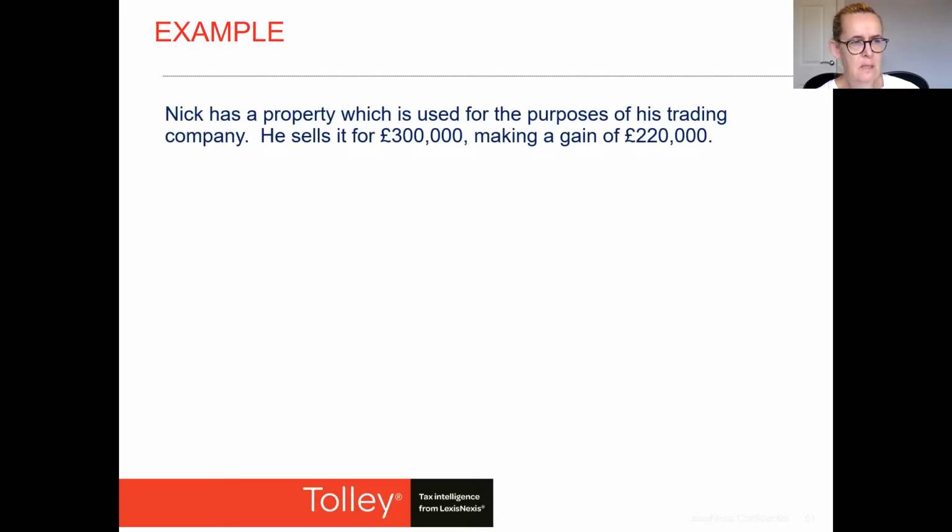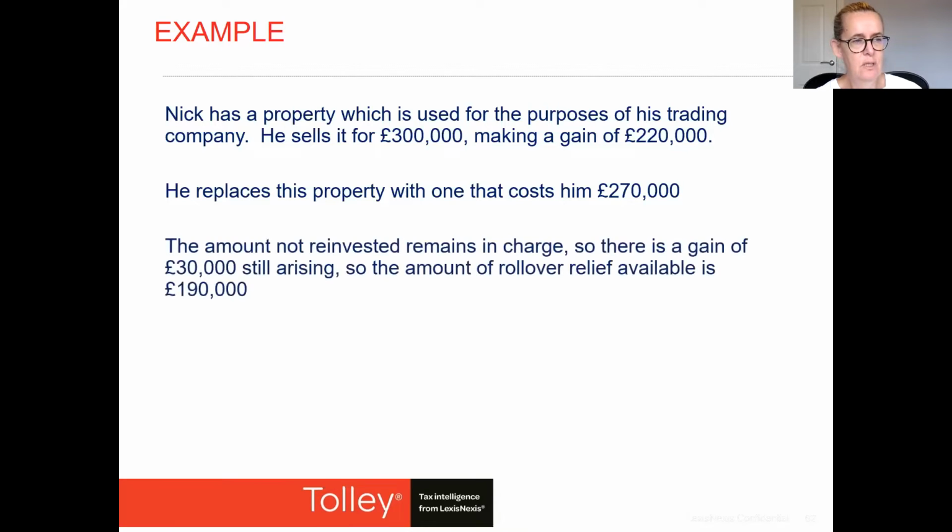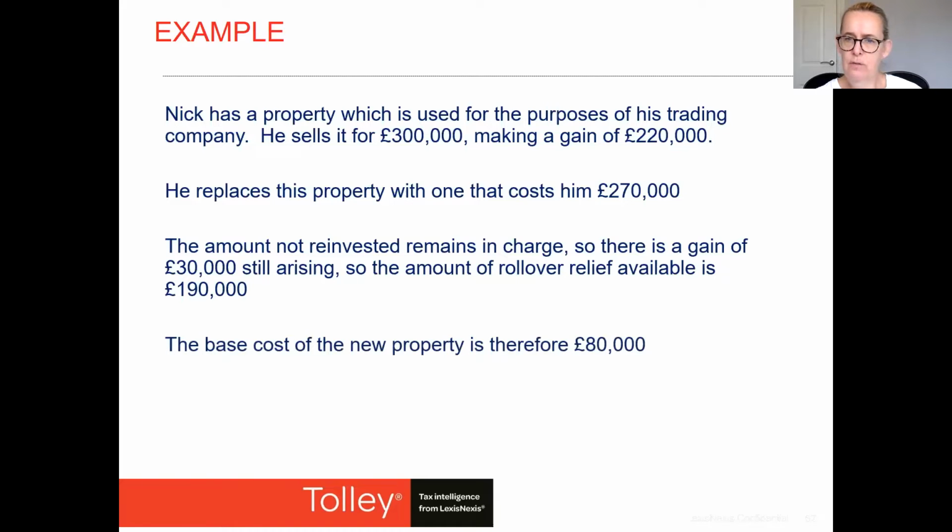Part reinvestment: a property sold for £300,000 makes a gain of £220,000. He buys a slightly cheaper property. The basic rule of thumb in these cases is that the amount of gain that comes into charge is the amount that's not reinvested. So in this case, a gain of £30,000 comes into charge, which means we have rollover relief available of £190,000, and there is a base cost of the new property of £80,000.